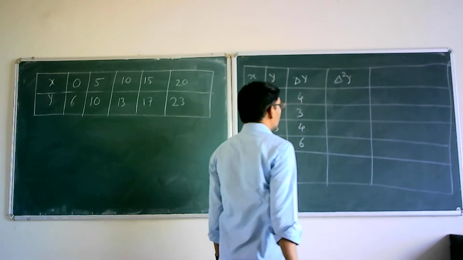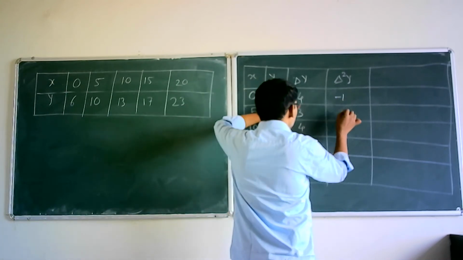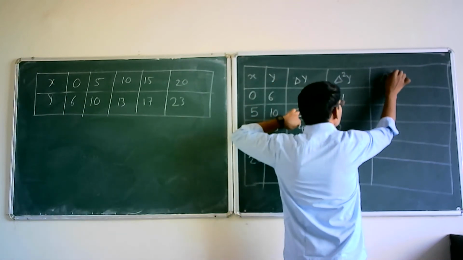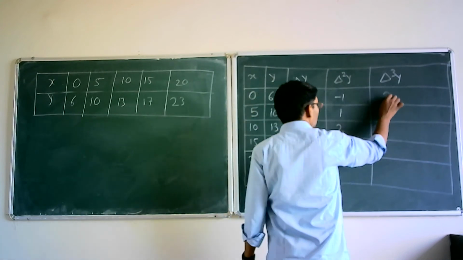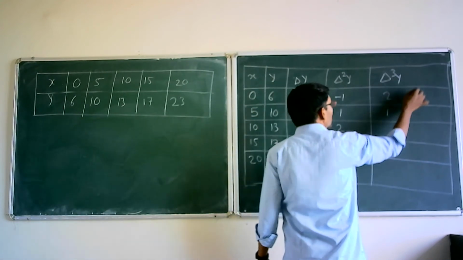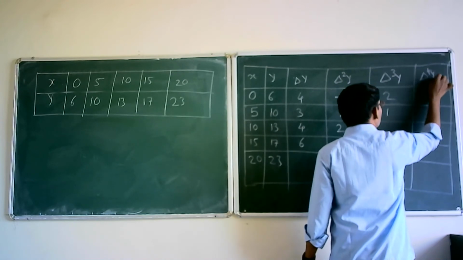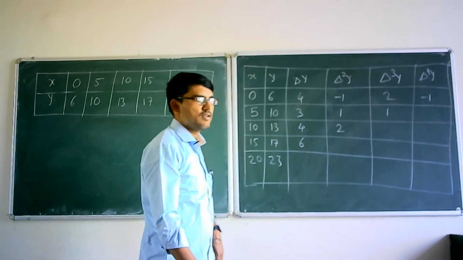Now next, delta square y, the second order forward difference: 3 minus 4 is minus 1, 4 minus 3 is 1, 6 minus 4 is 2. Third order difference: 1 minus minus 1 is 2, 2 minus 1 is 1. And last, the fourth order forward difference: 1 minus 2 is minus 1.